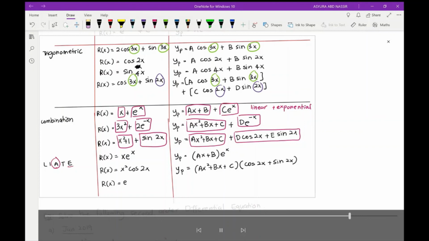Alright, last one. Rx is e^x cos x. So here we have exponent and trigonometric function. Since trigonometric function comes before the exponential function in LIATE, we choose to put the constants in the trigonometric function. That is, we will have Yp is e^x times (a cos x plus b sine x). That's all.